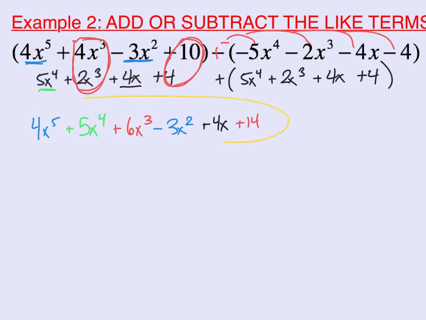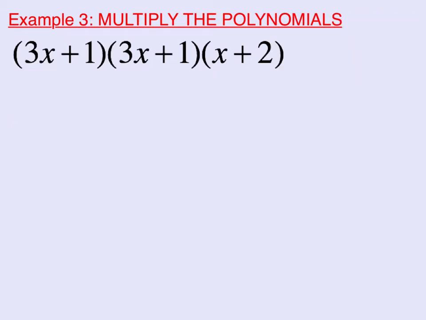All right, so now in this case, there is my final polynomial, and it is degree 5. That is how you subtract. Make sure you add the opposite and subtract the entire second polynomial. Now in the third example here, we're going to multiply polynomials. So I have an example where we're going to multiply 3 polynomials together, all right?